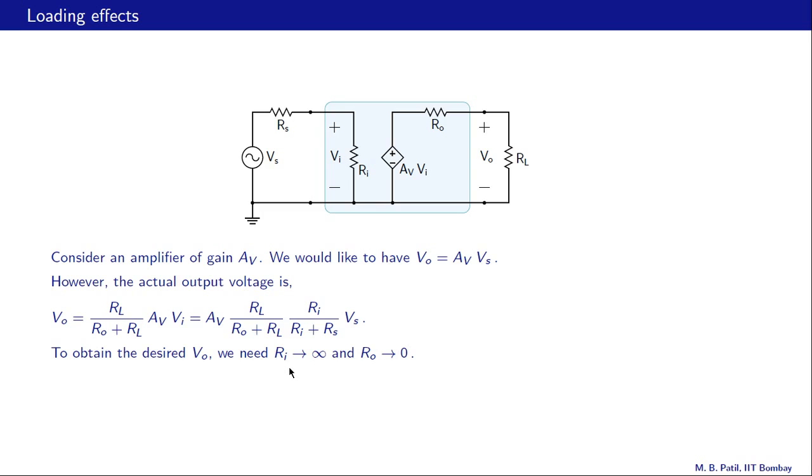Suppose we make Ri very large, then Ri plus Rs is about Ri and this factor becomes equal to 1. Similarly, if we make Ro very small, then Ro plus RL is nearly equal to RL. This factor also becomes 1. And then we have the gain equal to AV times 1 times 1, and that is just AV as we would like. And the buffer circuit that we have seen in the last slide, or also called the voltage follower, provides exactly these features, and that is why it is very useful.